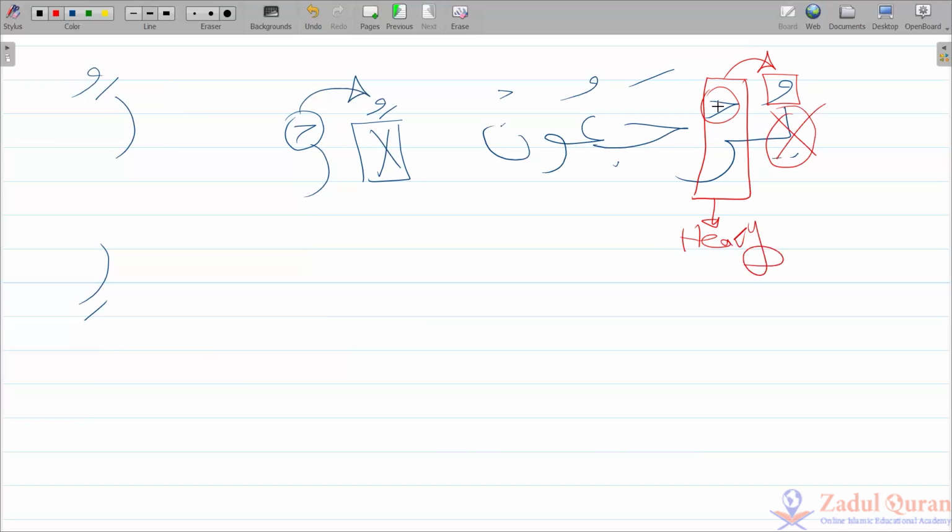We say yurja'un, not yurja'un with a light Ra, with full mouth. Yurja'un. Correct. Same when it's preceded by a fatha, it's heavy.